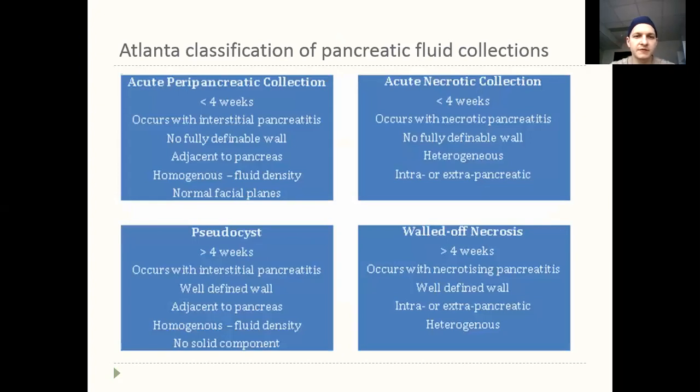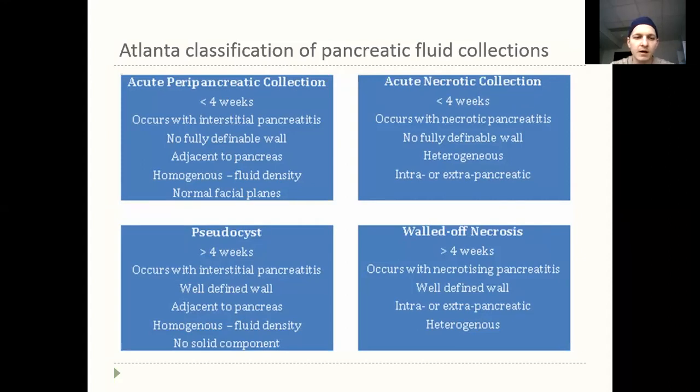There is the Atlanta classification of pancreatic fluid collections. Acute pancreatic fluid collection lasts less than 4 weeks, occurs with interstitial pancreatitis, has no fully definable wall, is adjacent to the pancreas, with homogeneous fluid density and normal fascial planes. Acute necrotic collection, less than 4 weeks, occurs with necrotizing pancreatitis, no fully definable wall, heterogeneous, intra or extrapancreatic.